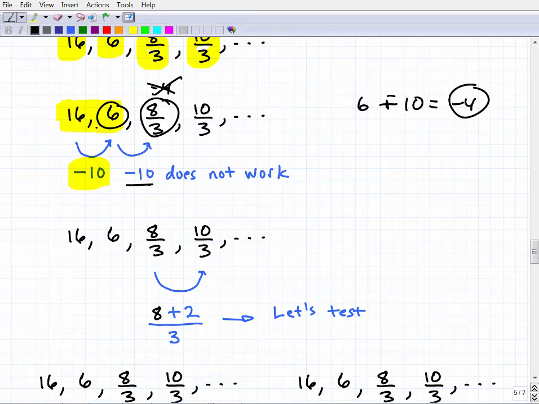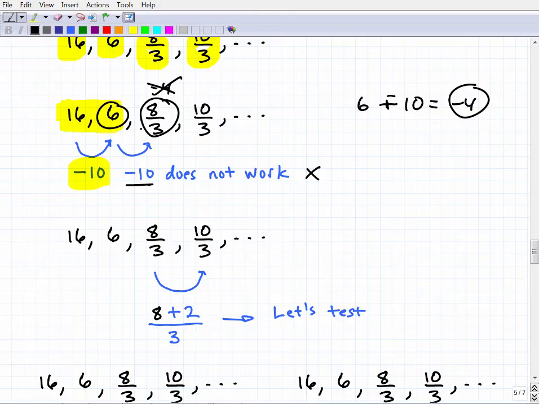Okay, so subtracting 10 from the previous term is not the rule that works in this particular sequence. So you've got to throw that out. You're like, oh boy, okay, that's not good.